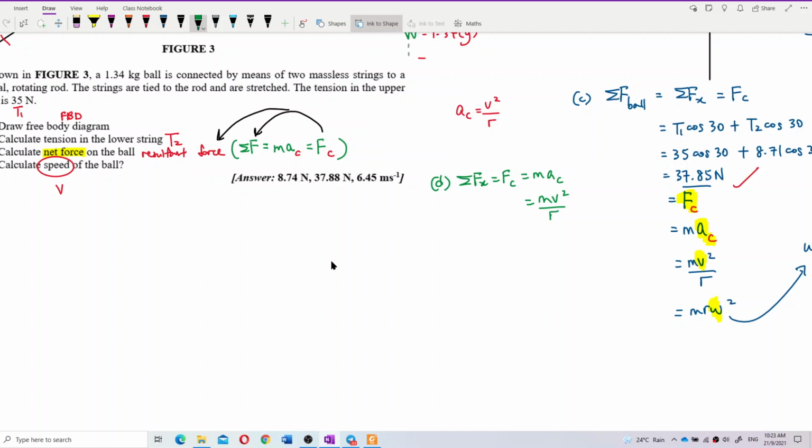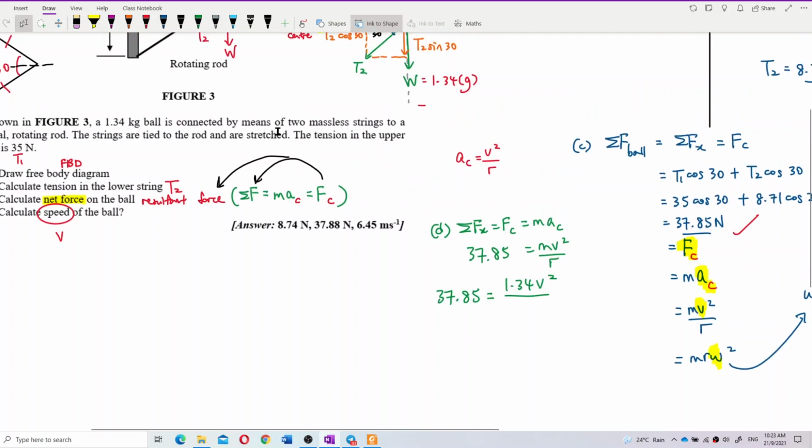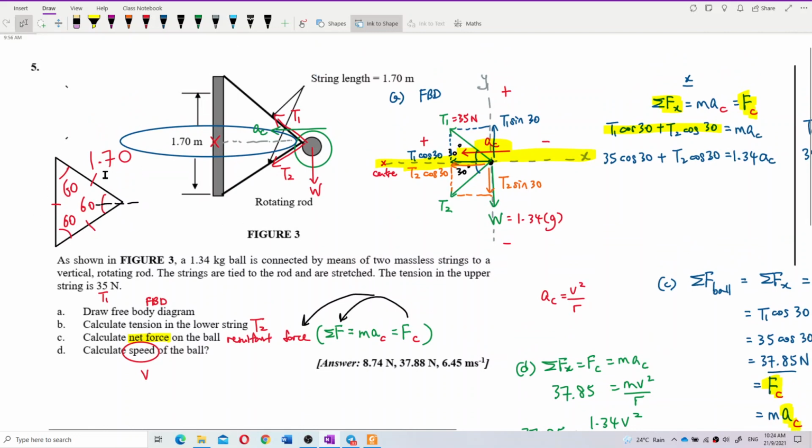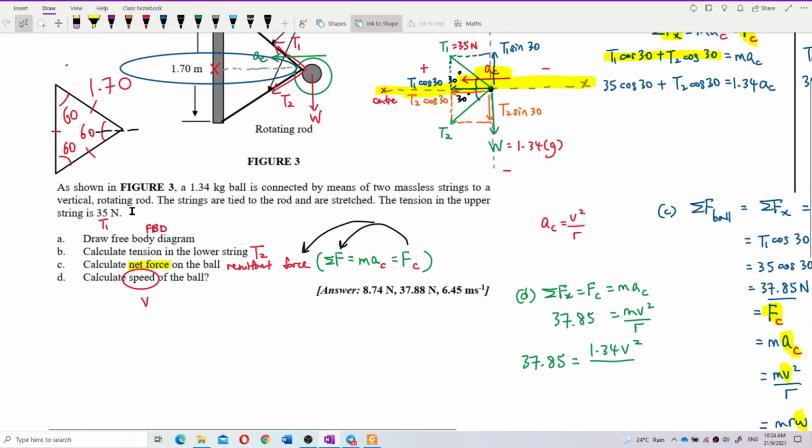Okay, and just now the centripetal force we get is 37.85. Okay, so 37.85. What is the mass again? The mass is 1.34. 1.34 times V. What is the R? What is the R? We haven't got the R yet. You see that? So this one we need to use Pythagoras theorem. This we know the triangle is an equilateral triangle. So let's find out the R first.